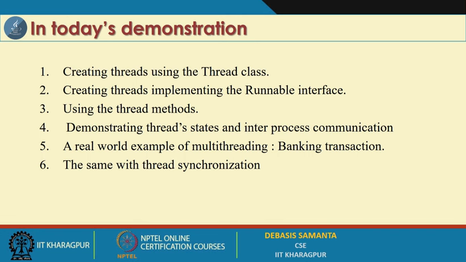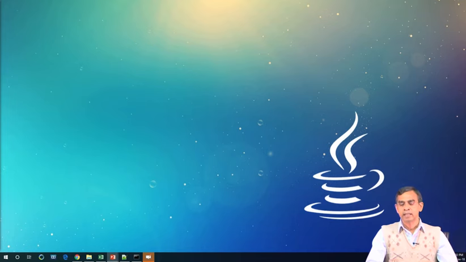Finally, we will discuss one real life example, a very small example: a banking transaction. How the transactions in a bank for the operations of an account holder can be managed using threads itself. This is basically done by the process of synchronization. So, we will discuss these things. Let us have the demo on these aspects.